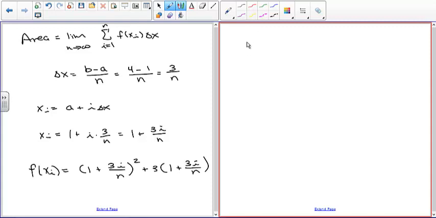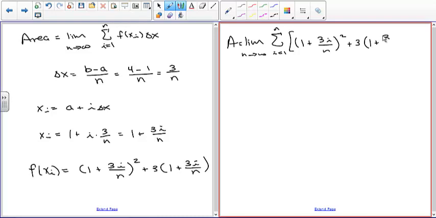Okay, so either you've gotten what you think is right or you're not sure what to do. So let's go ahead and do it. The area is equal to the limit as n goes to infinity of the summation from i equals 1 to n. For f of x sub i, I'm going to put in (1 plus 3i over n) squared plus 3 times (1 plus 3i over n). And that whole thing is going to be multiplied by delta x, which is 3 over n.